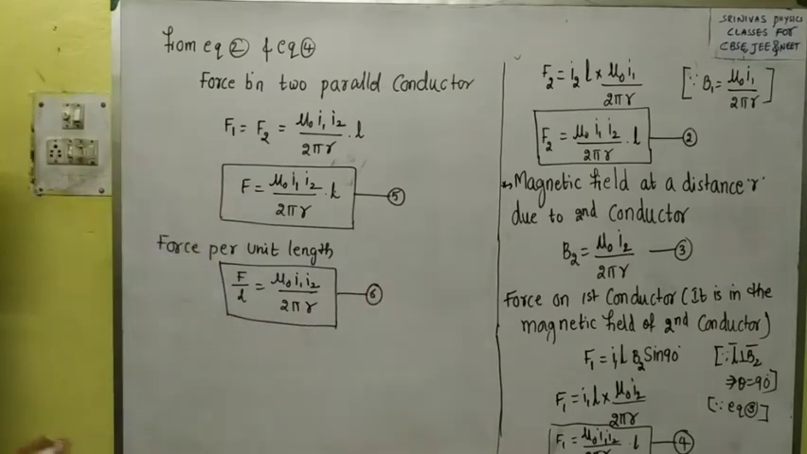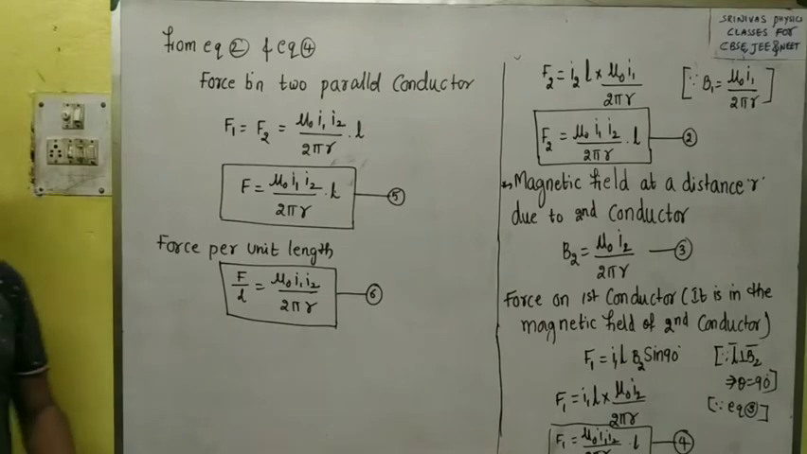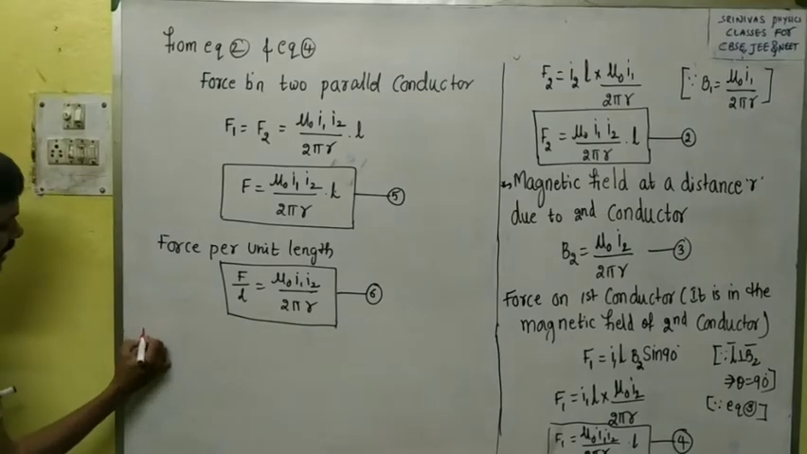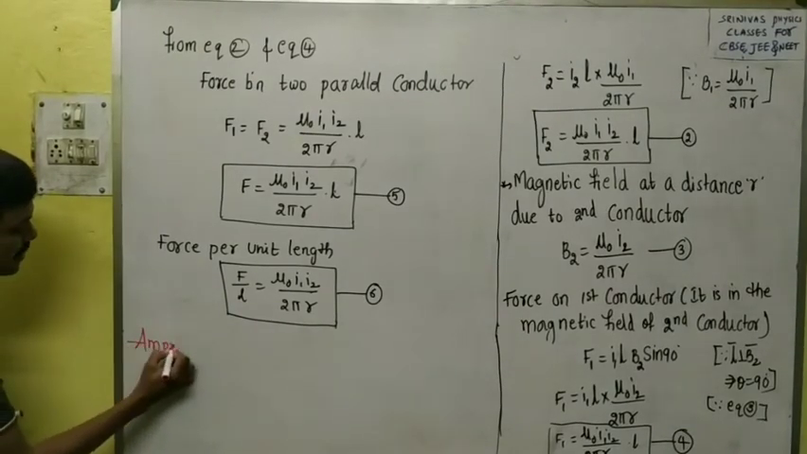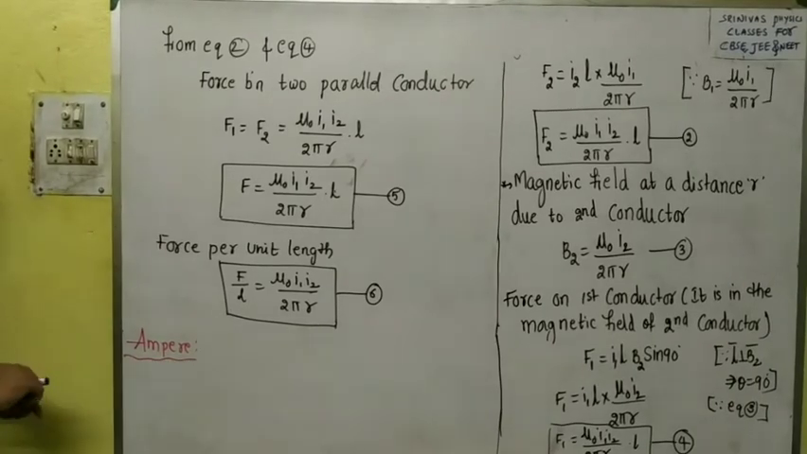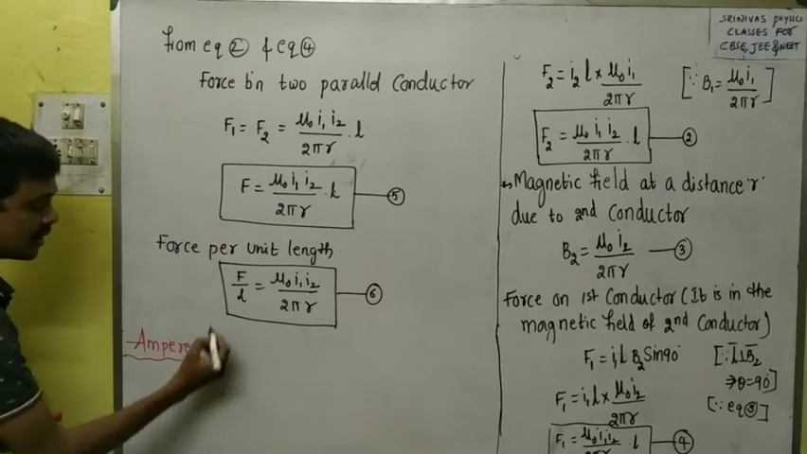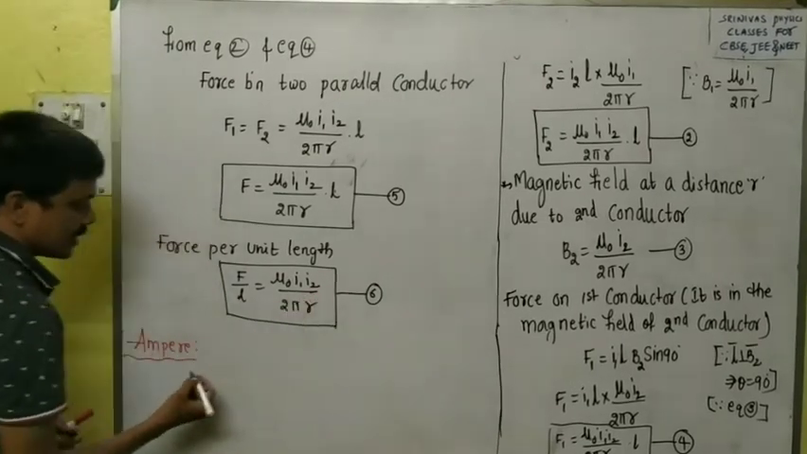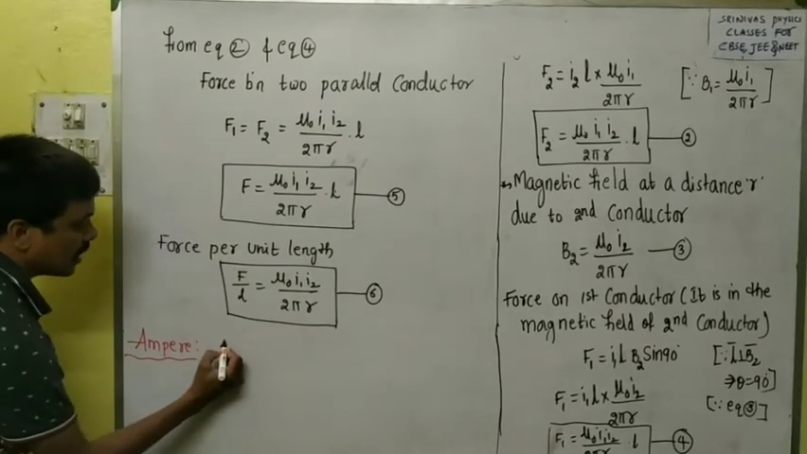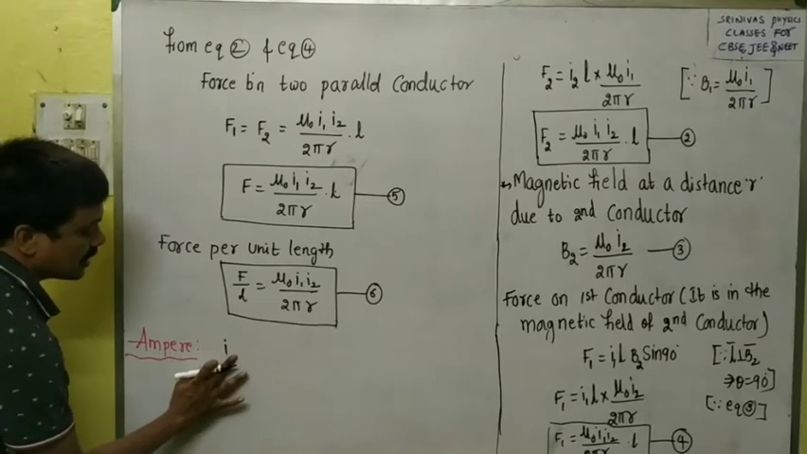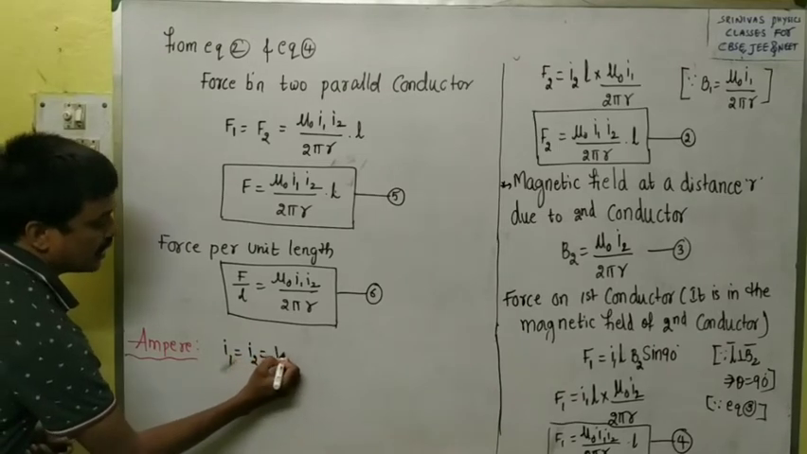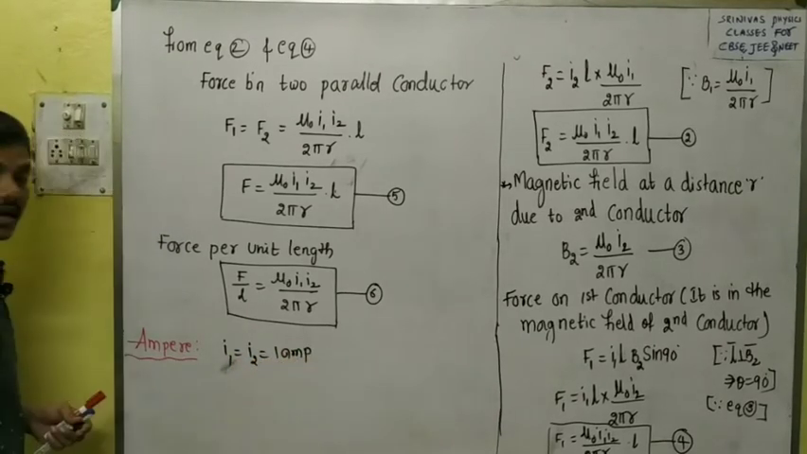Now I want to define the ampere based on this formula. How to define the ampere? Ampere is the unit of current. For the definition of ampere, I will take two parallel conductors carrying current in the same direction. Now I will take the current in the first conductor as I1 and the current in the second conductor as I2, and I will take both as 1 ampere.